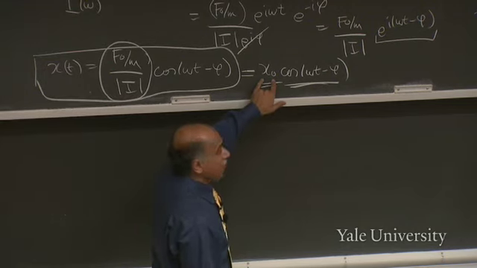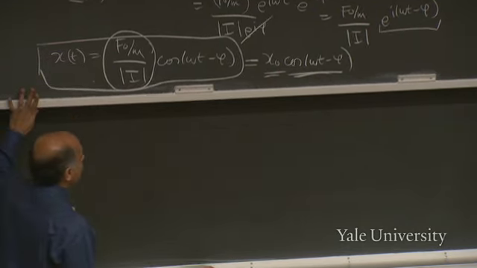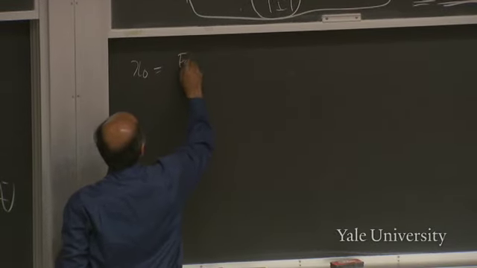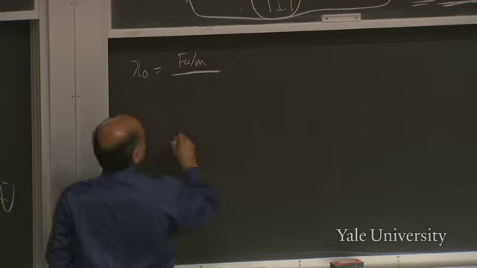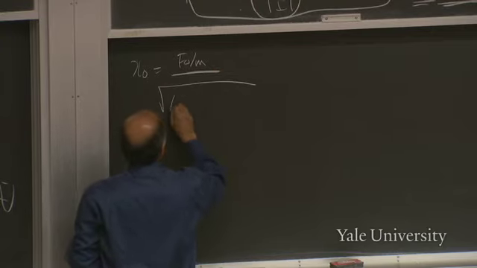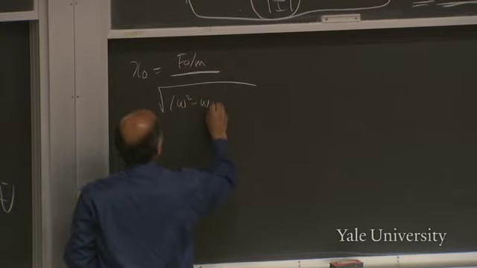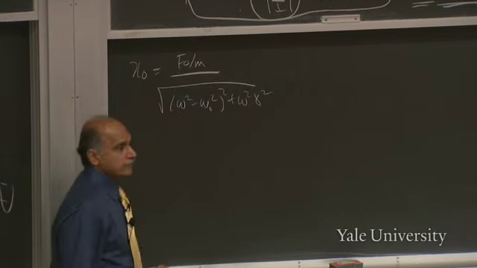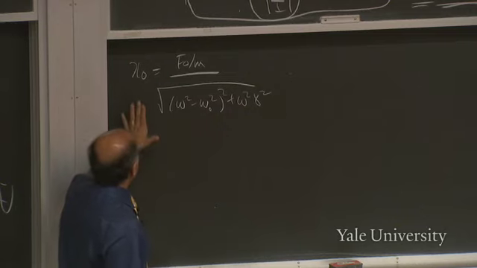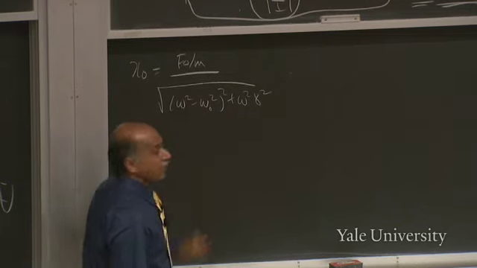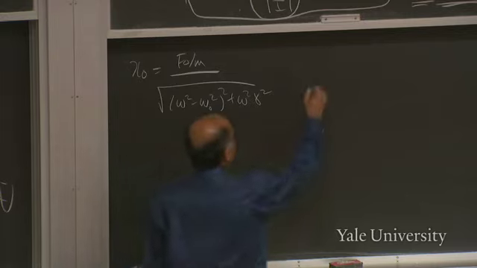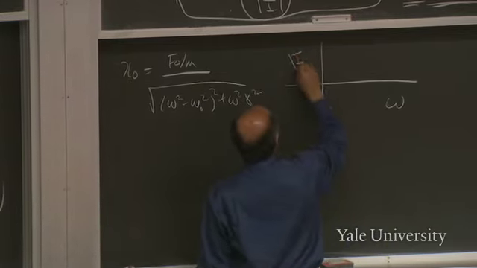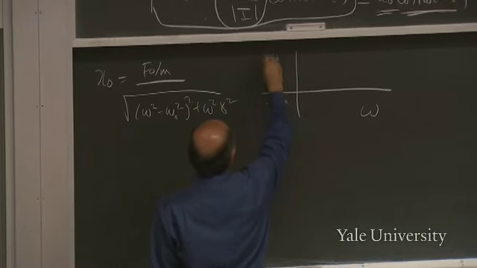Then what about the amplitude of oscillation? That's the thing that's very interesting. How big is the oscillation? It looks like F0/m divided by the absolute value of I. Let me write the absolute value of I for you. So the amplitude of oscillation depends on the frequency. So you've got to draw the graph. As a function of frequency, what does 1 over this look like?